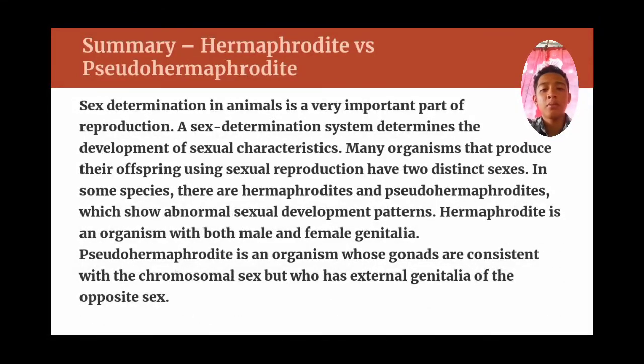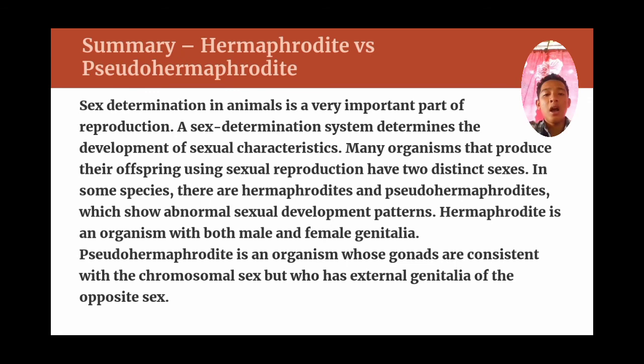Sex determination in animals is a very important part of reproduction. A sex determination system determines the development of sexual characteristics. Many organisms that produce offspring using sexual reproduction have two distinct sexes. In some species, they are hermaphrodites and pseudo-hermaphrodites, which show abnormal sexual development patterns. A hermaphrodite is an organism with both male and female genitalia.